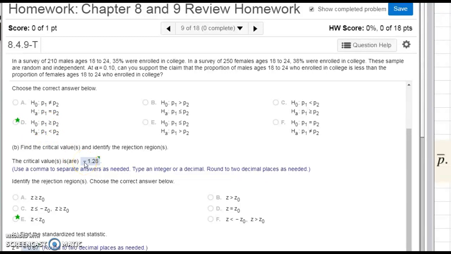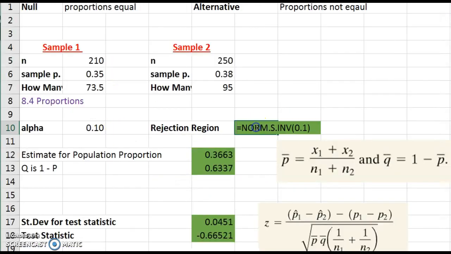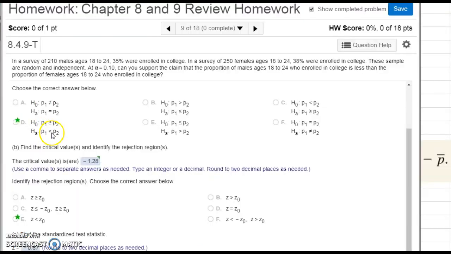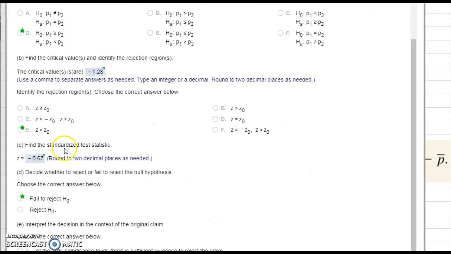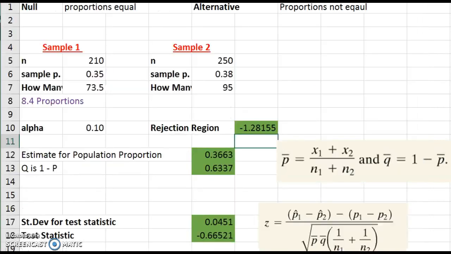Critical values with proportions, we're dealing with a normal distribution. So with alpha being 0.10, 10%, you just do norm.s.inv with that 0.10. And we are doing a left-tailed test, so we want that negative value for our critical value. And then we find our standardized test statistic, which I'll show you how to do. And if this was further away from 0, then we would end up rejecting our null hypothesis. Since it comes back closer to 0 than our critical value, we fail to reject the null.